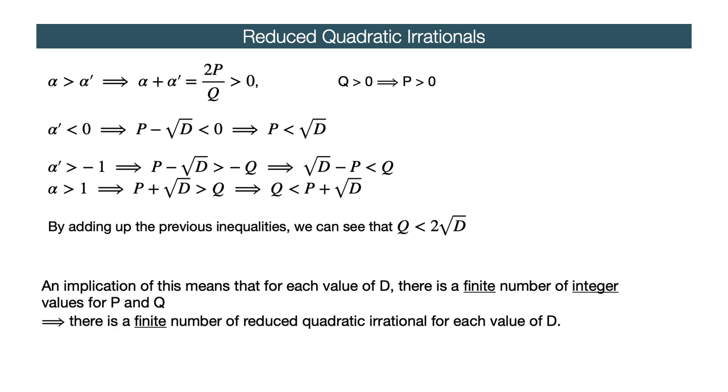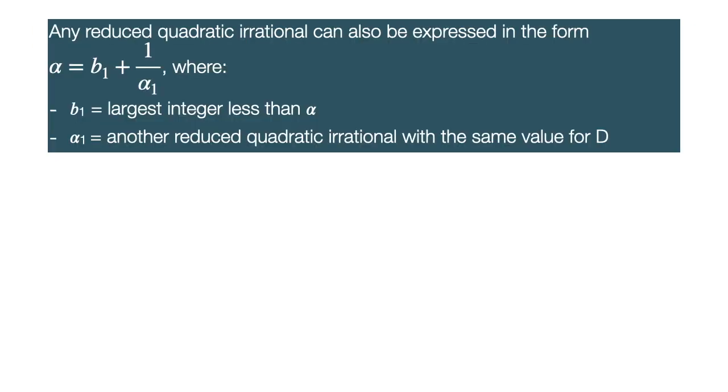An implication of this is that for each value of d, there's a finite number of integer values for p and q. So there's a finite number of reduced quadratic irrationals for each value of d. This is important later on.